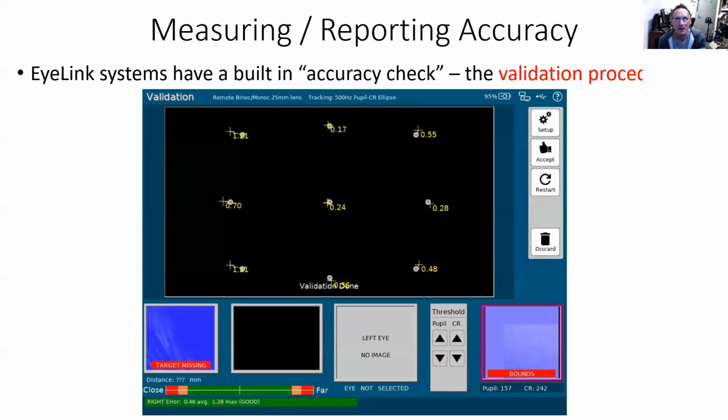And in many respects, that may be all you need to do when you're reporting your data. It's to state in your method section that data was not recorded until a 9-point calibration validation procedure had been repeated until average accuracy across the 9 positions was less than ½ degree. That might be fine. That might be all that your reviewers want. They may want more, because that, again, is only telling you how accurate your data is at that point. If the participant sneezes, falls off their chair, comes back into a different place in the head mount and the data's all off, you're not going to know about it unless you do something else. But anyway, you have a built-in accuracy check, and it's the validation.